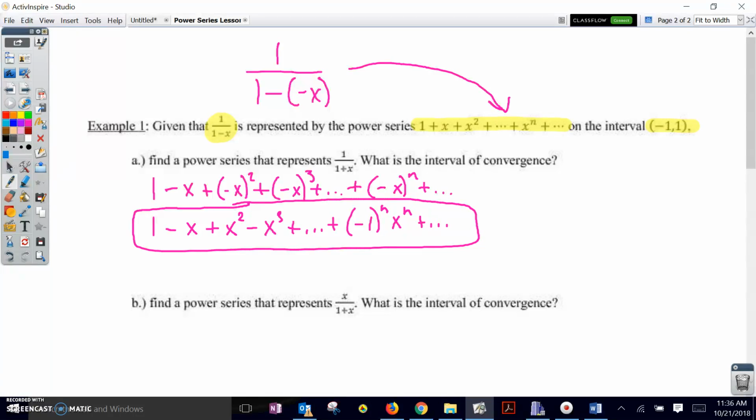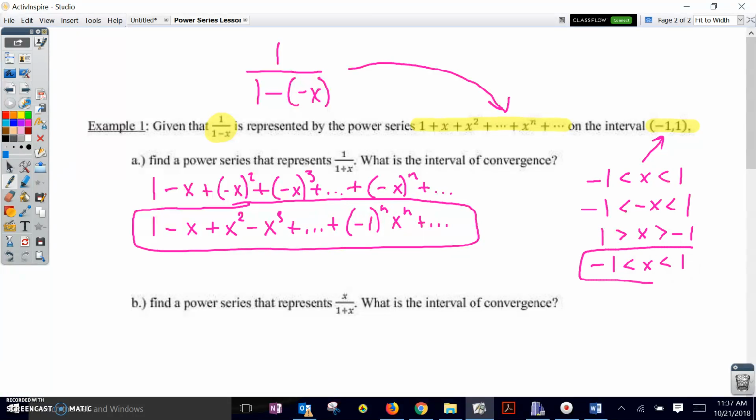Now, the interval of convergence of our original series was that negative 1 is less than x is less than 1. And since we substituted negative x in there, I can find the interval of convergence of this new series by substituting negative x into the interval of convergence. And when I do that, I just divide both sides by negative 1. And you'll see that the interval of convergence for this is also from negative 1 to 1. All right? So that's one way that I could handle this problem.